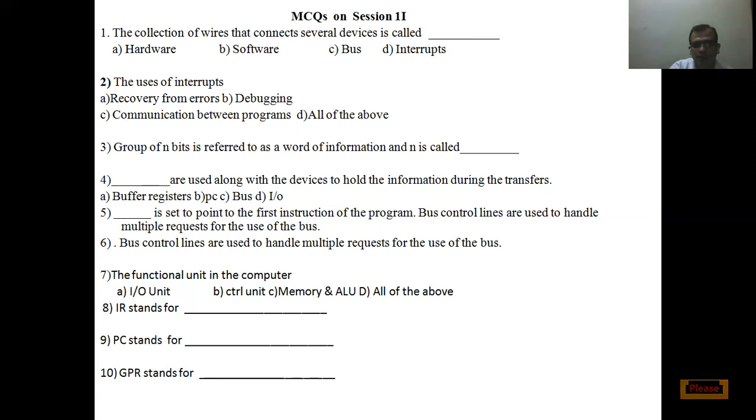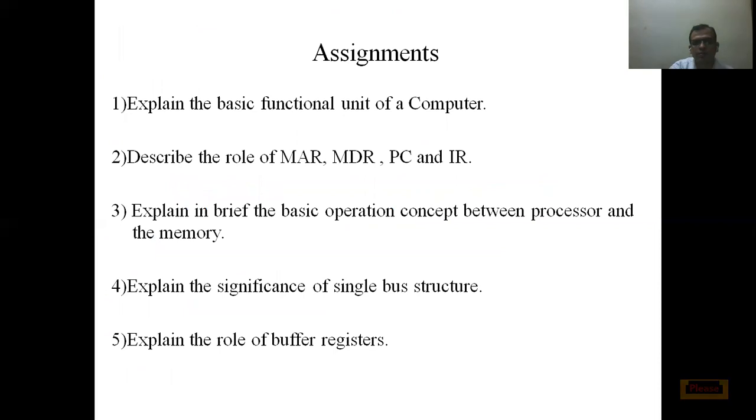Okay. And next, these are the assignment questions. First, explain the basic functional units of the computer. Second, describe the role of MAR, MDR, PC, and IR. Third, explain in brief the basic operation concept between the processor and memory. Fourth, explain the significance of single bus structure. Fifth, explain the role of buffer registers. These are the assignment questions.